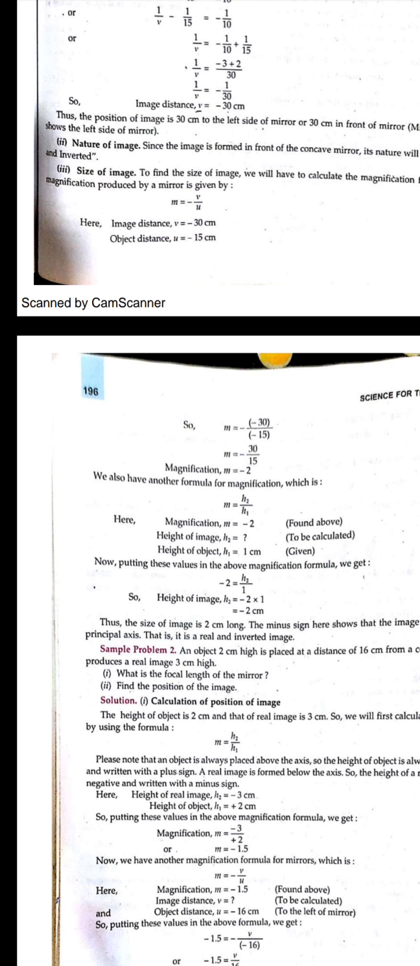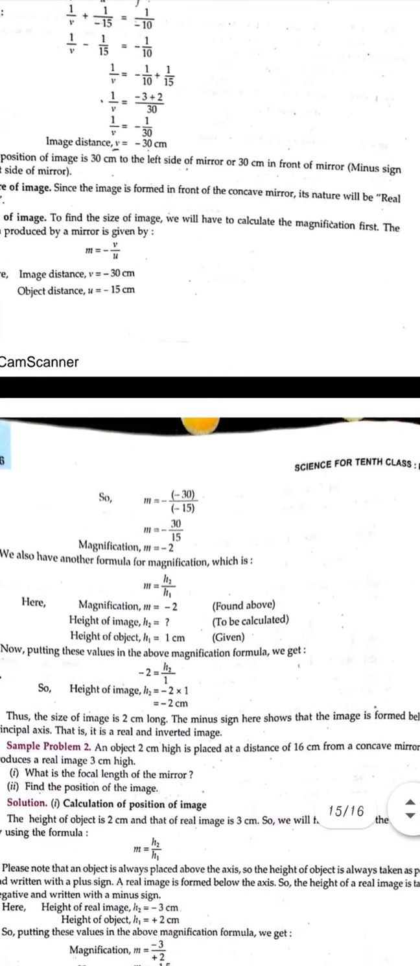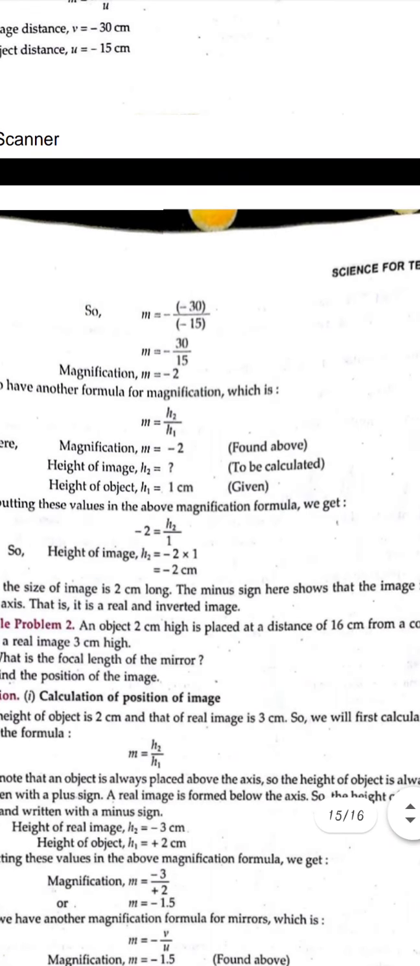So h2 upon h1, we now know that the height of the object is 1 centimeter because it is given in the question that an object of size 1 centimeter is kept at a 15 centimeter distance from the pole. So here the height of the object is 1 centimeter. We have to find the image height, so it is minus 2. So we can say that the image is negative, so it is in the bottom part, that is below the principal axis. So the image is inverted, so it is a real and inverted image.